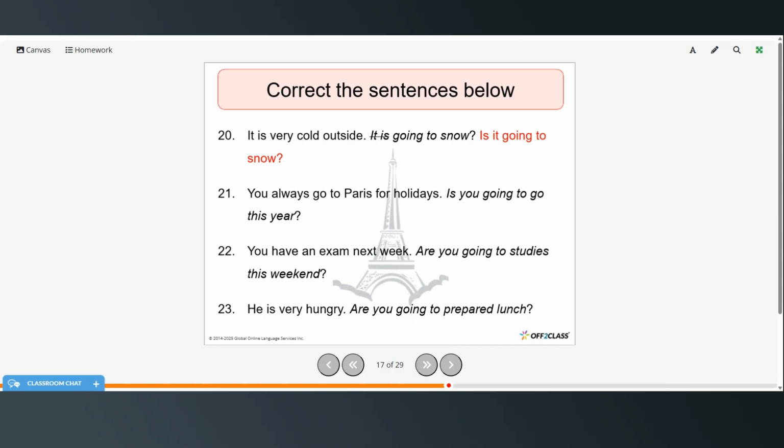Now, in these sentences, you'll need to make the corrections. The first one is done for you. It is very cold outside. It is going to snow. It should be, is it going to snow? So go ahead and try these on your own and then restart when you're ready to check your answers.